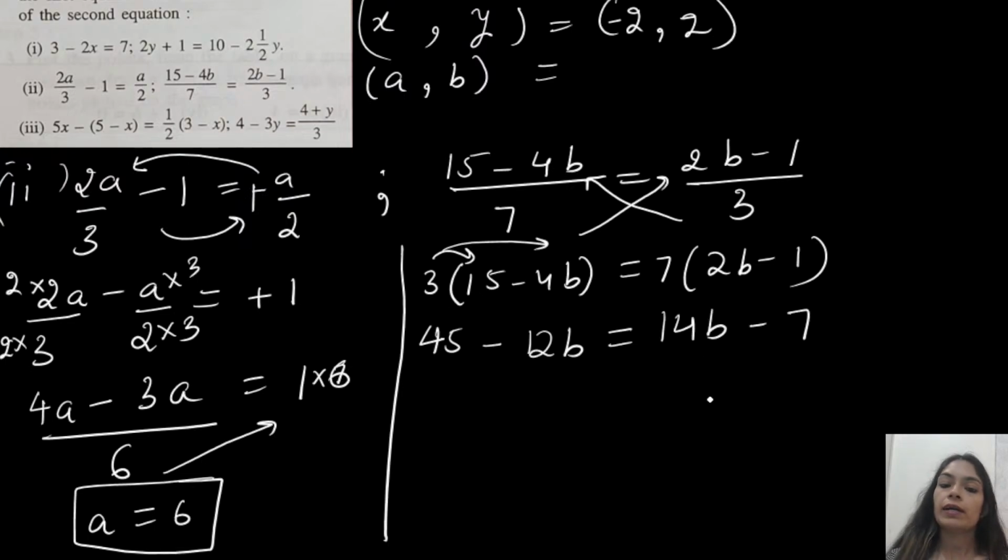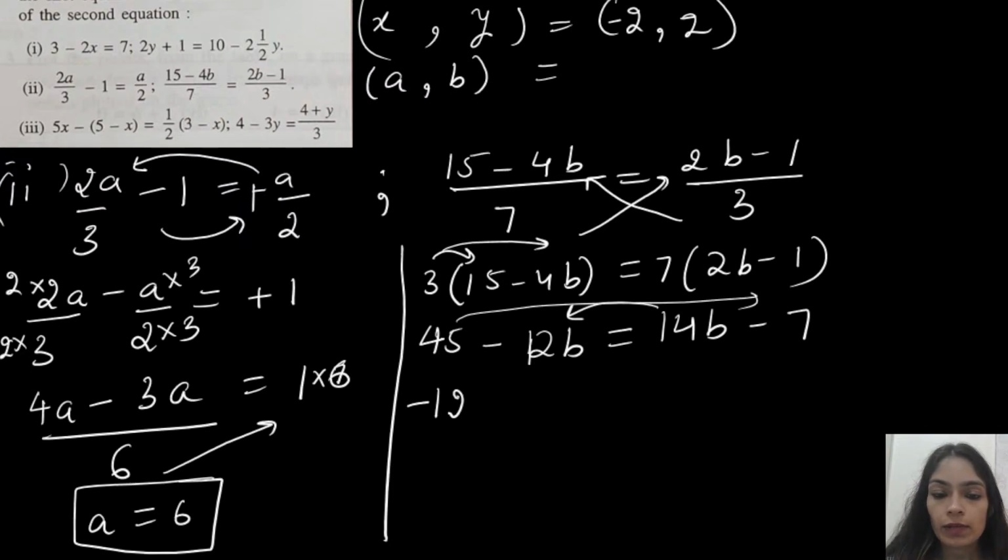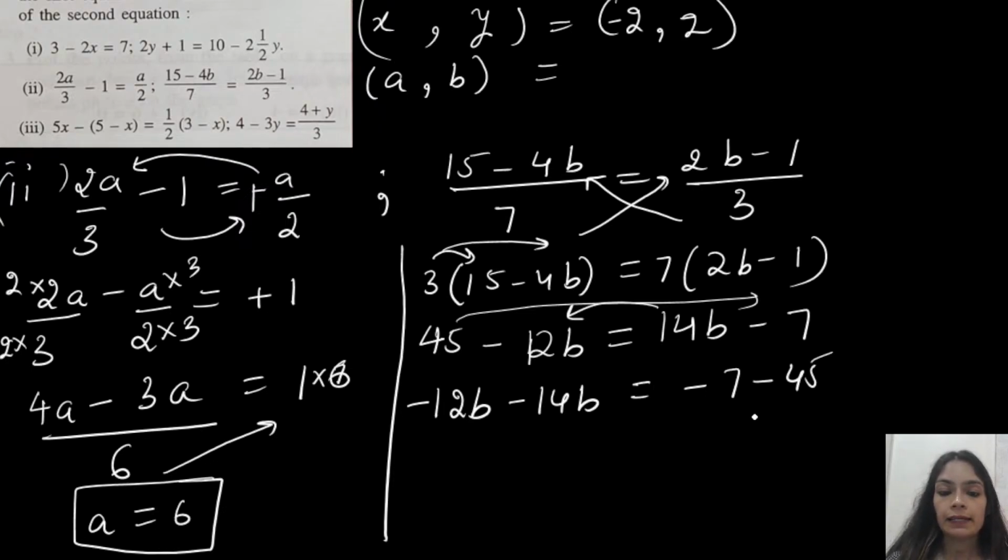Now again, we can write like terms. So 14b and negative 12b are like terms. Let's shift 14b also to this side, and 45 and 7 are like terms, so 45 let's shift to the other side. So minus 12b is already on this side. This 14b, if I shift it to the other side, will become negative 14b. So minus 7 is there. Then 45 is positive; if I shift it to the other side, it will become negative. So what is the answer of this one?